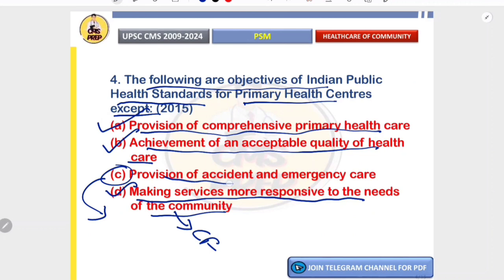Why? Provision of accident and emergency care. Emergency care is for higher level services like CHC, district hospital or medical colleges, not available at PHC. So the correct option is C.